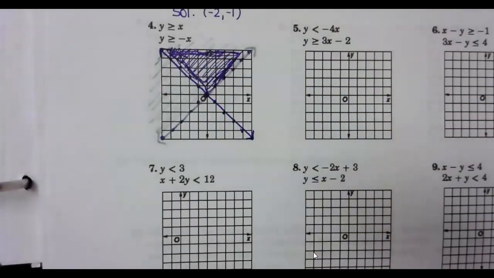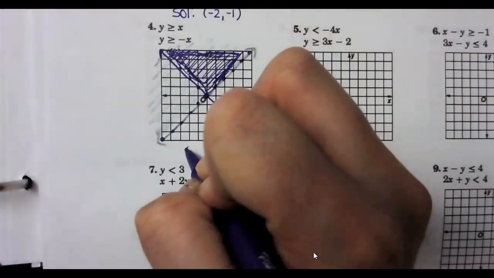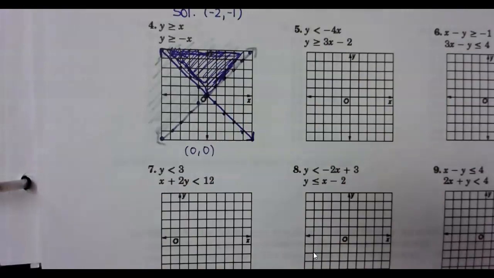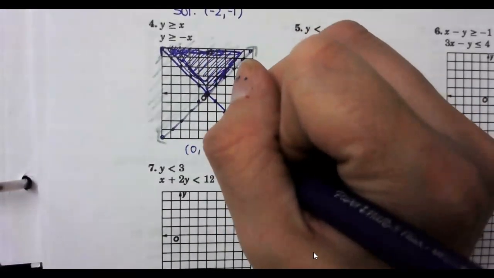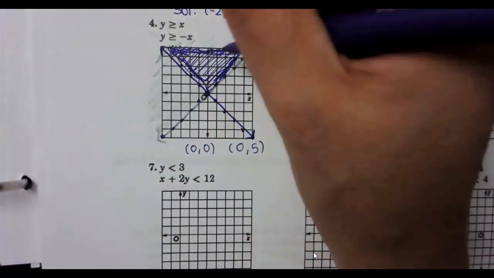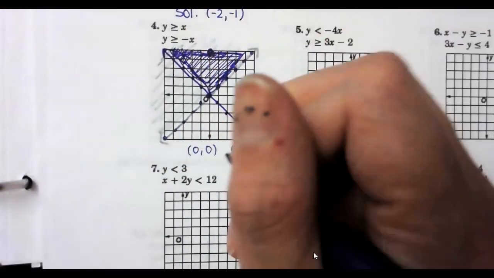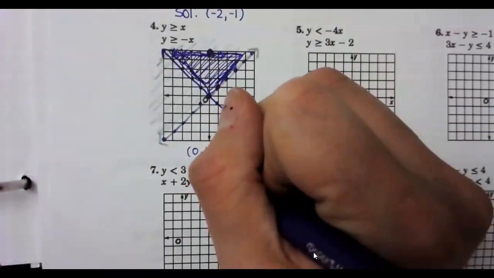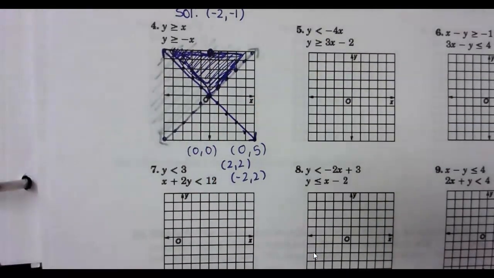Now, solutions can come from both on the line and in the shaded region. So 0, 0 is the point of intersection of the two lines and a solution. 0, 5 up here would be a solution. And any points on the line would be a solution. So 2, 2, negative 2, 2, etc. So if I ask you to identify a solution, there are many, many possible solutions. You just have to make sure they meet all of their requirements.